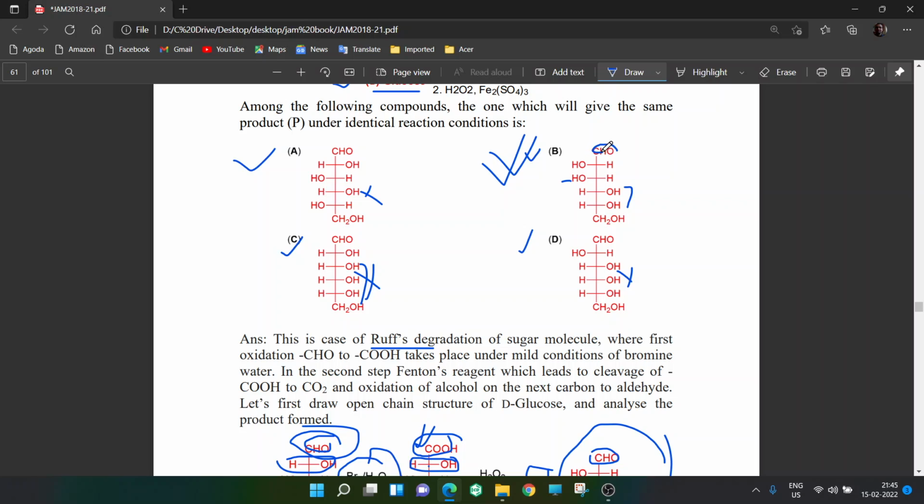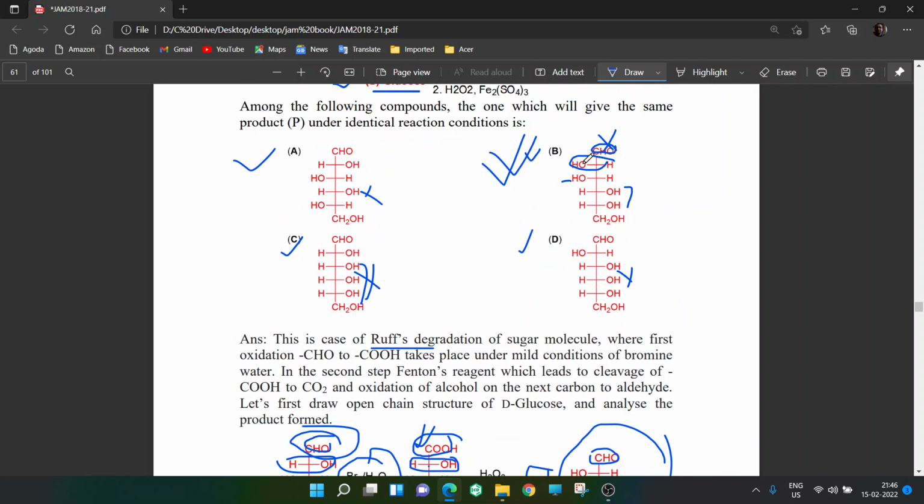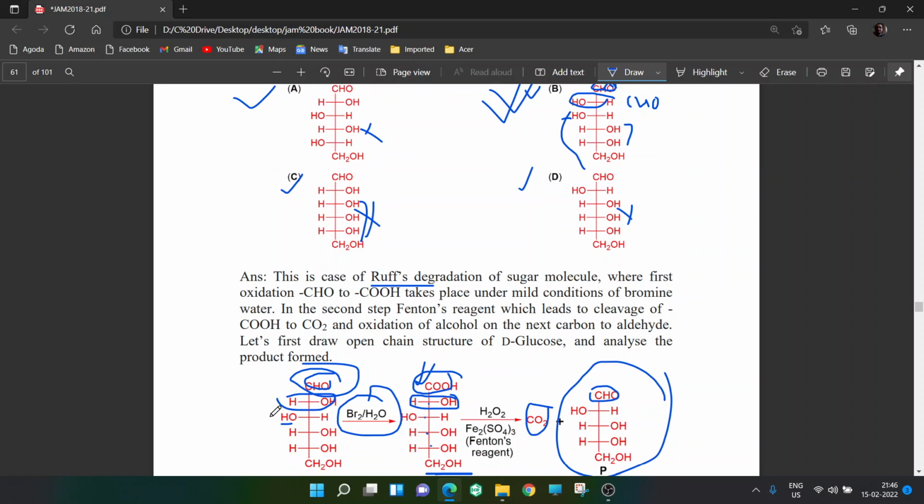Because in B, if you oxidize first with Br2 H2O, this will become COOH. Next step, this will be lost, and then this becomes CHO. So in glucose, this OH was on the right side, whereas in molecule B, the OH is on the left side. We don't care. Why? Because this is becoming CHO, so there is no stereochemistry involved. In the lower part, both glucose and this molecule had the same stereochemistry, and therefore it is retained. So B is the answer.